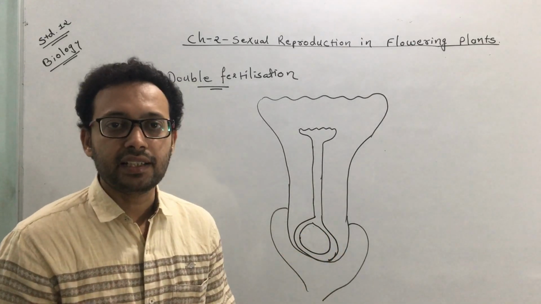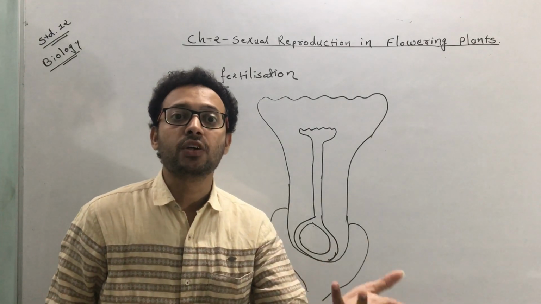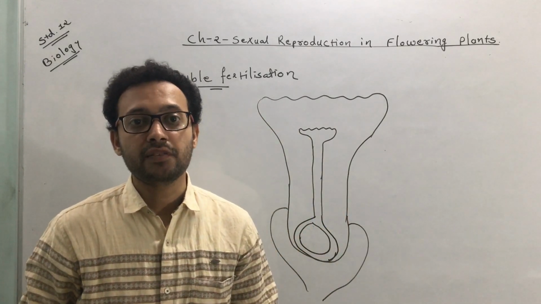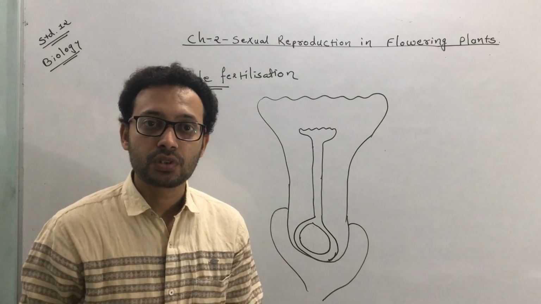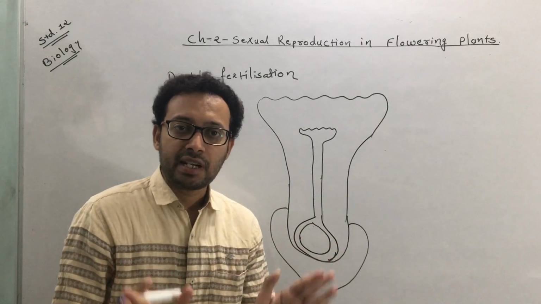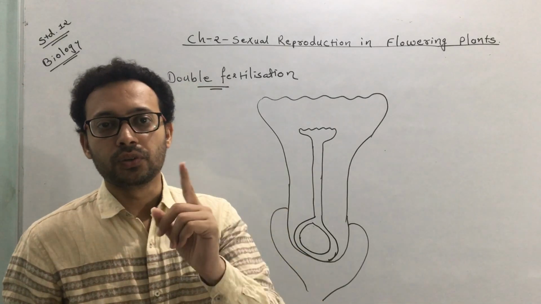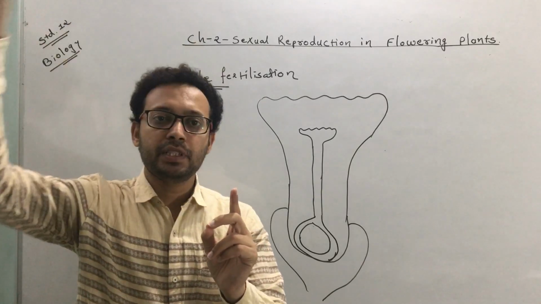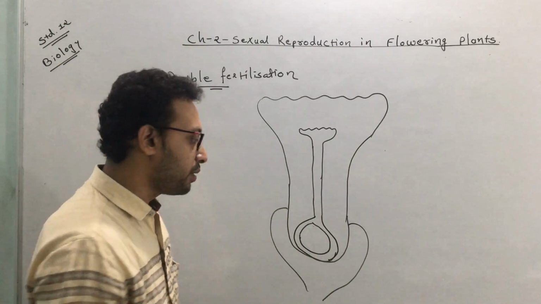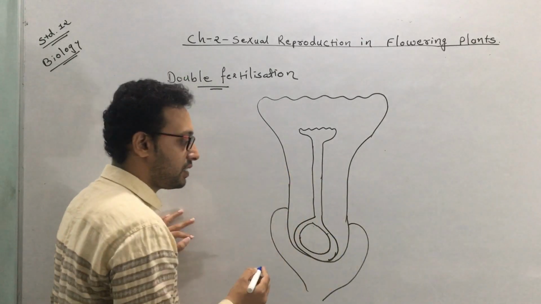The plant may contain one ovule or many ovules. For example, mango has just one ovule, one seed. We also have examples like watermelon, which has many seeds, many ovules, or papaya, which has many ovules. But for simplicity and better understanding, I am considering an example which has one ovule. The same thing happens if it has multiple ovules. Suppose this is one ovule present in the ovary. Assume that this is the ovule, an enlarged structure.